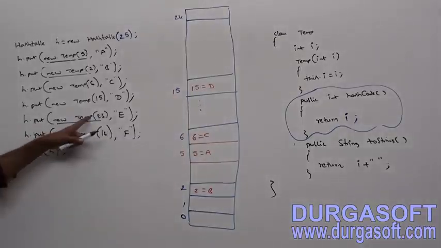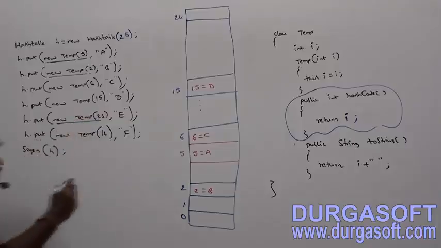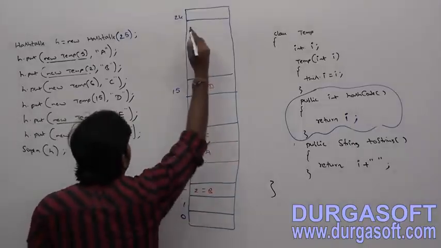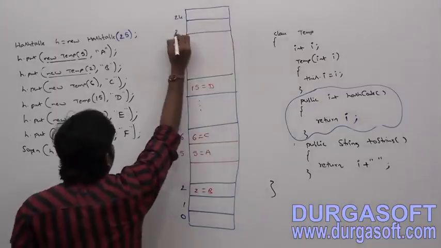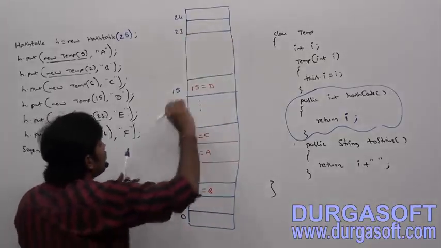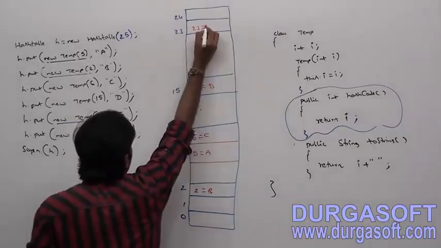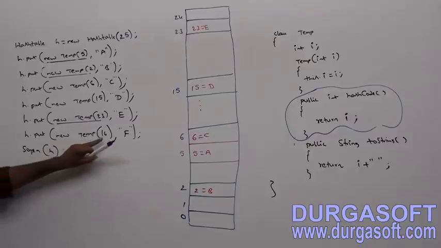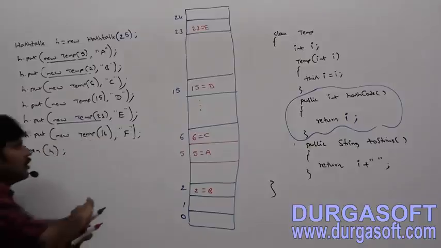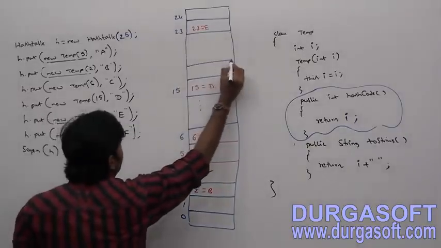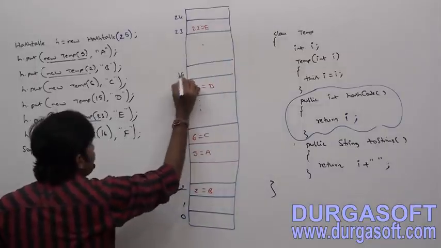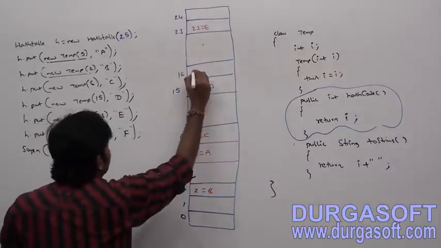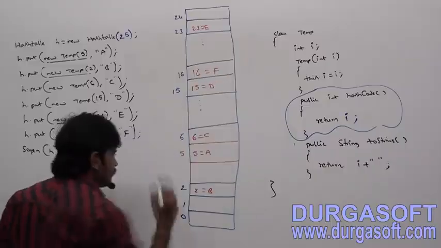Next, new Temp of 23. What is the hash code of this object? 23. In the 23rd number bucket, 23 is equal to e is there. Next, what is the last one? New Temp 16 comma f. So in the 16th number bucket, 16 is equal to f is there.